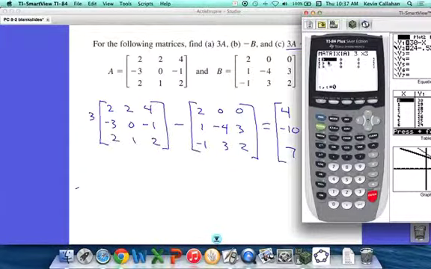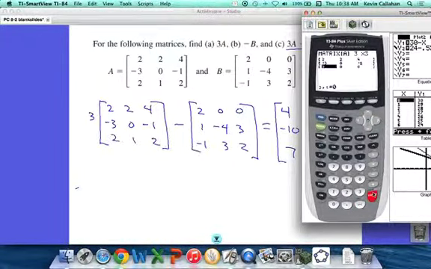Now we're going to write over the top 2, 2, 4, negative 3, 0, negative 1, 2, 1, 2. Every time you have to hit enter. So 2, enter, and it moves you across the row. 2, enter. 4, enter. Negative 3, enter. 0, enter. Negative 1, enter. 2, 1, 2. So you should get to that point right there.